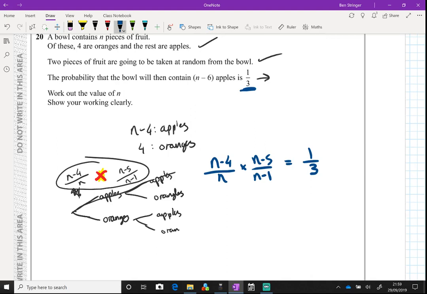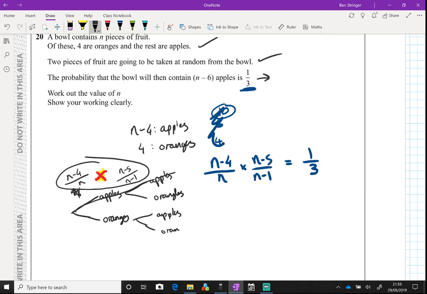So if there were 10 pieces of fruit, we'd have 6 apples, so it's 10 take 4, and then 4 will be oranges, and then if it was n take 5, it'd be 10 take away 5. Yeah, so n take 5 would be the correct thing. So just trialing out a number there can always be helpful, just to make sure everything's set up fine.